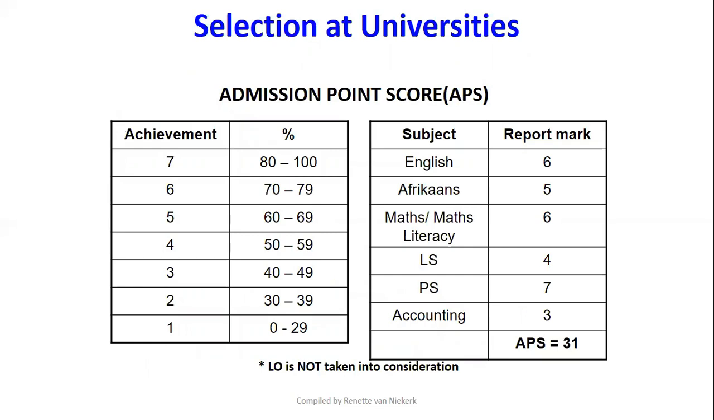Now, just to refresh your memory on how the admission point score works for selection at university or college, you take your achievement marks. That's the mark 1 to 7 that you get for the different percentages that you get for your subjects, and you add them to get your APS. But remember, life orientation is not taken into consideration in your APS score.